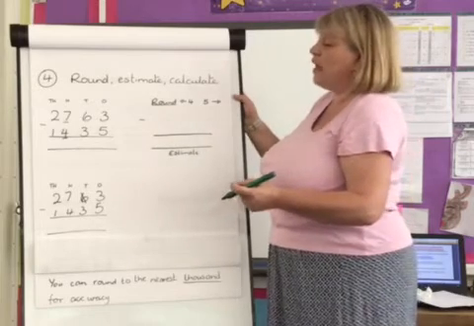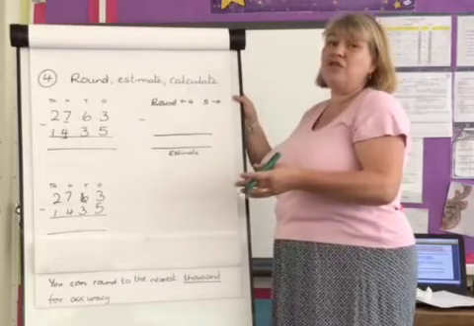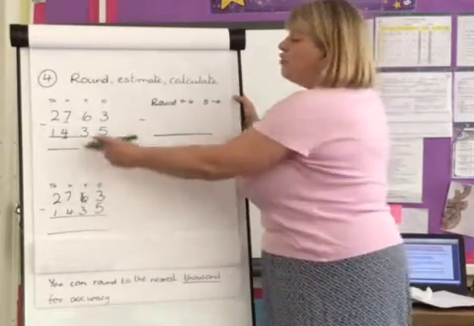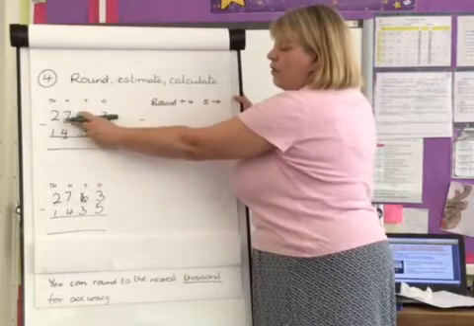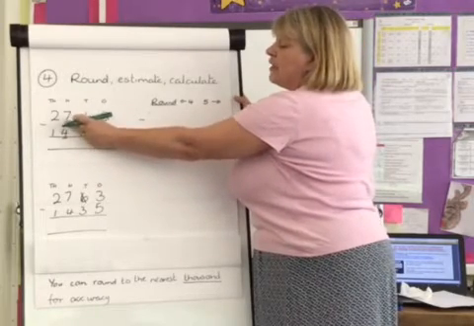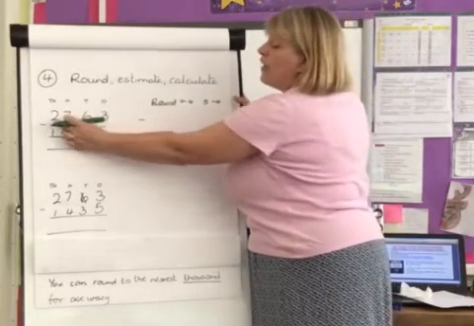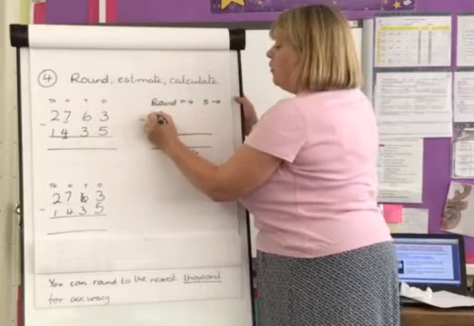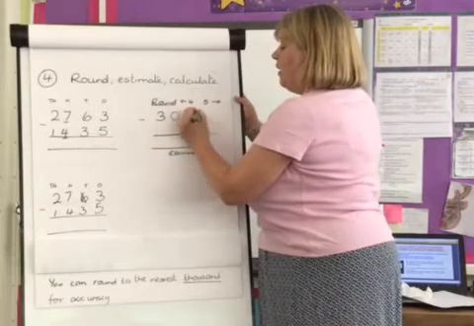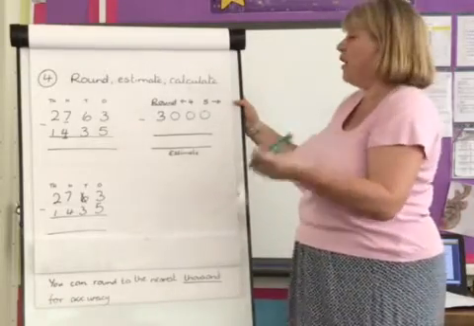2,763 subtract 1,435, and we're going to use rounding to help us. So if we're going to round to the thousands, we look at the hundreds column. So 7. 7 is bigger than 5, so we're going to round that number up. So the 2 is going to round up to 3. And we're just going to make the whole thing 3,000. So we're rounding up to the nearest thousand.